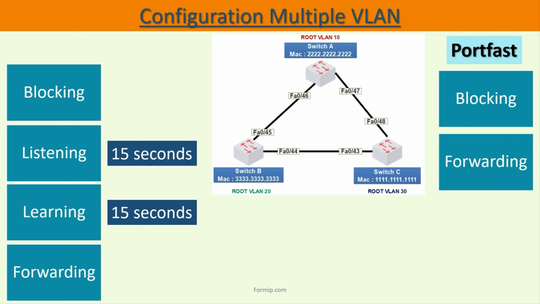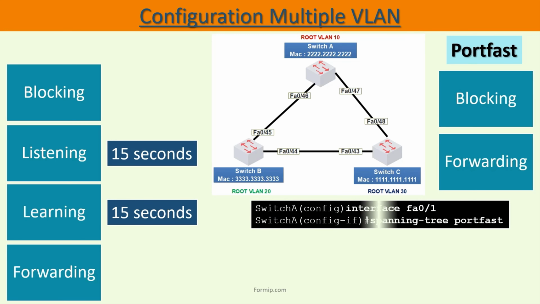Interfaces with the PortFast mode activated will immediately switch to forwarding mode. It will therefore skip the listening and learning states. It is important to activate this mode on all interfaces that will be connected to hosts. The spanning-tree portfast command enables this mode. This command is to be passed directly in the interface configuration.